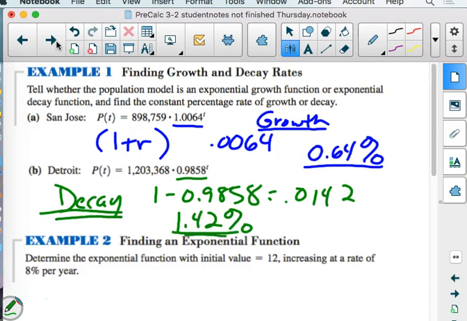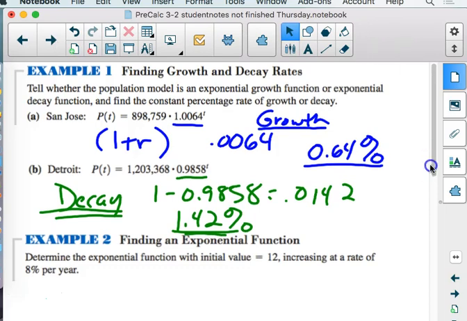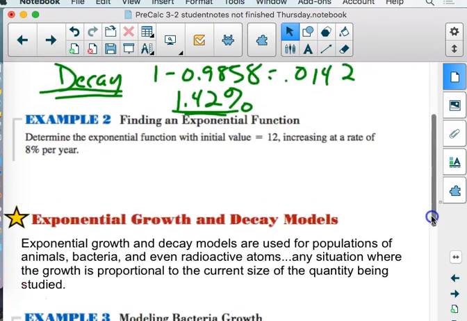So San Jose, their population has been increasing. We saw that yesterday on a graph that we did. But Detroit, due to the fact that a lot of their automobile plants closed, their population is actually declining. That causes all kinds of crime problems. So they're going to have to figure out what they can do to get some jobs back in that city.